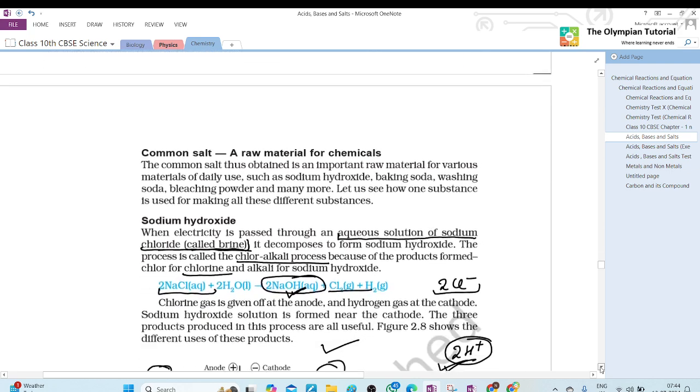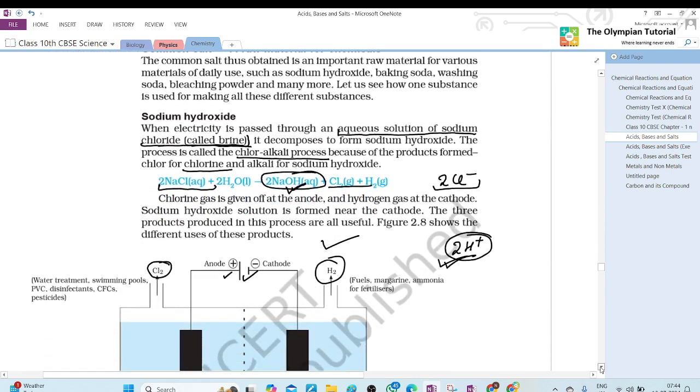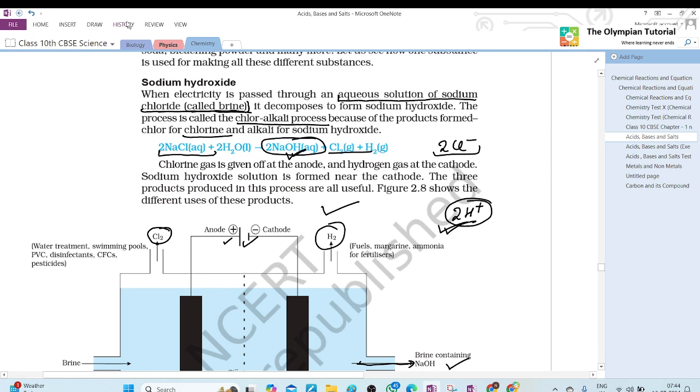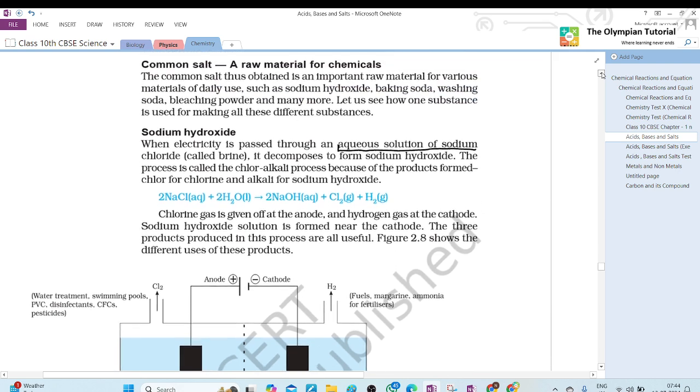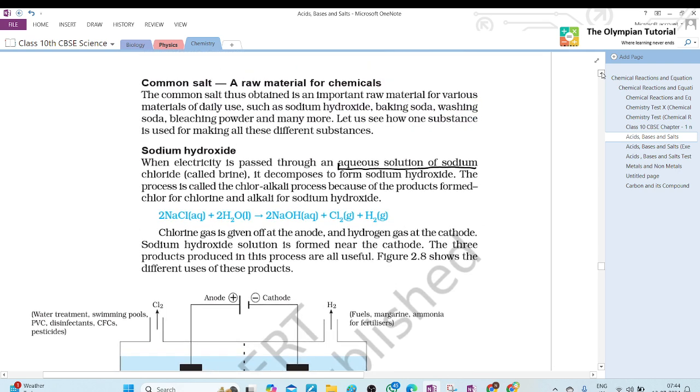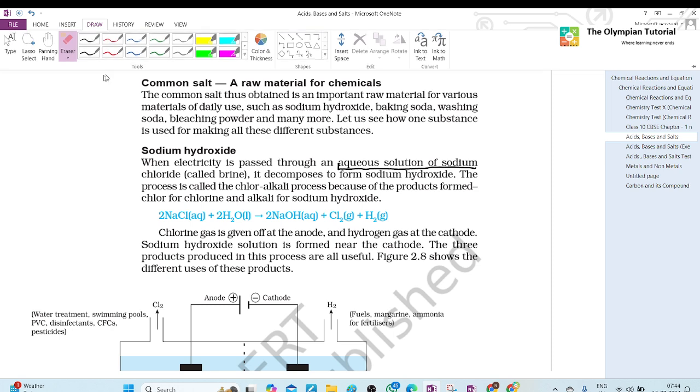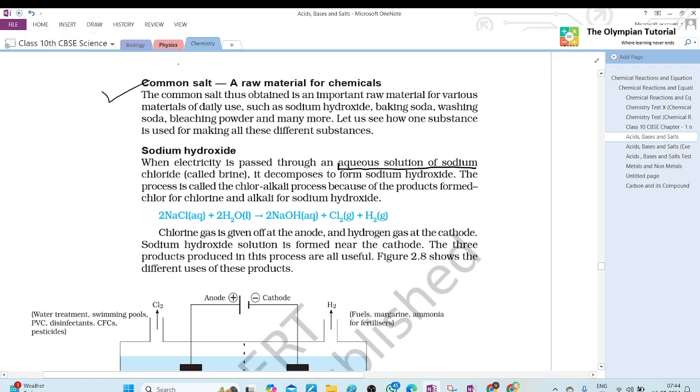common salt. From common salt, we will get some chemicals. First is sodium hydroxide. We have to prepare all the things related to sodium hydroxide. How can we get sodium hydroxide from common salt? Before that, Ayukta, read this one. Common salt, a raw material for chemicals.